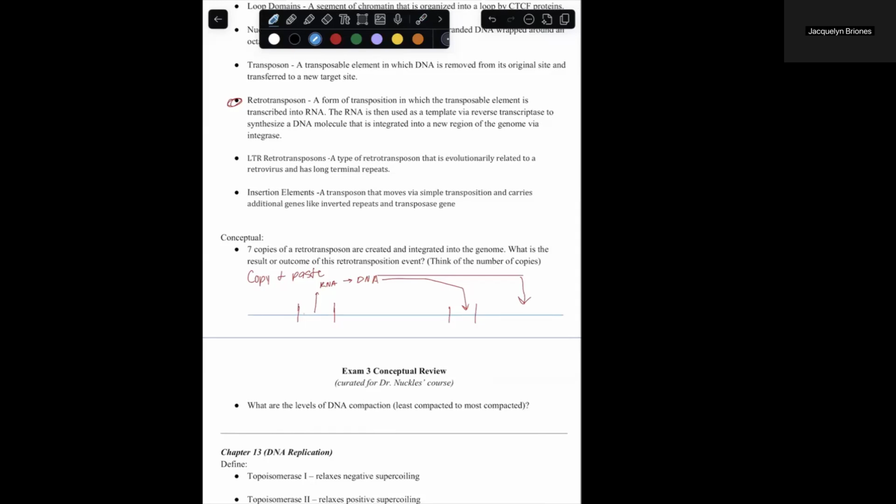So in the question, 7 copies were made. So the total would be 8. So 8 copies. Because you still have your original. You never took this piece of DNA out. It still stayed there. You just copied it into RNA and then DNA and then put it in different places. So just remember copy and paste.